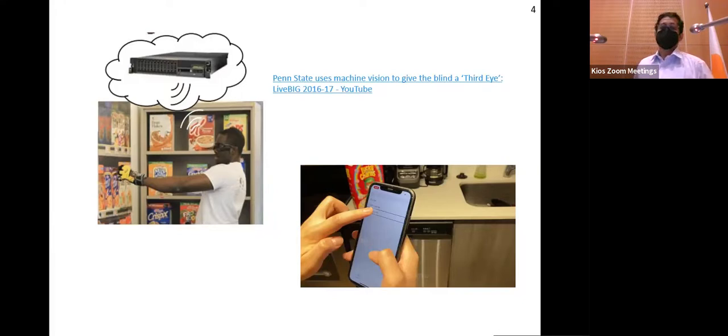These are assistive vision systems, which assist visually impaired people to go and grab things. Try and see whether this video plays, probably will.